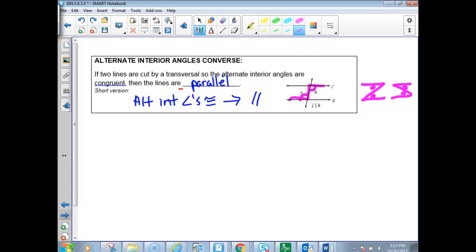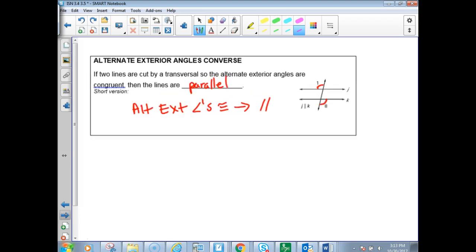Anybody need this still? Okay, another one, alternate exterior angles theorem. There is no Z or anything on that one. You simply have to know that if you have alternate exterior angles congruent, which are on the outside of the lines, on alternate sides of the transversal, then you have parallel lines. Got an illustration.